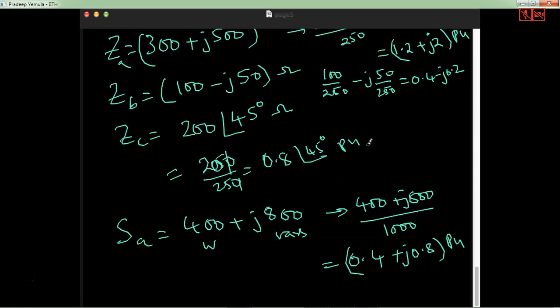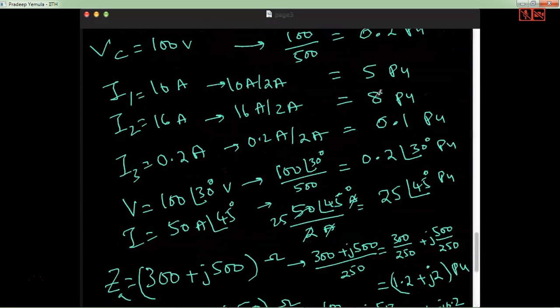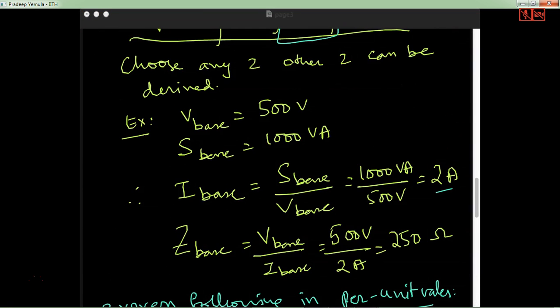So far, what I explained is how you can define a per unit quantity. Now I want to show how this per unit is used in calculations.